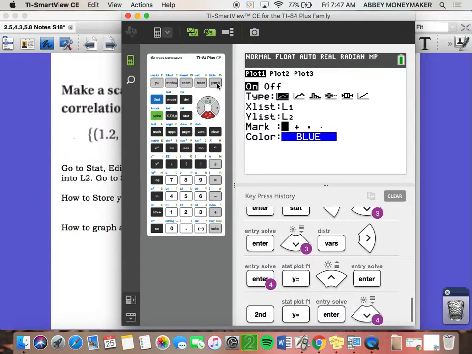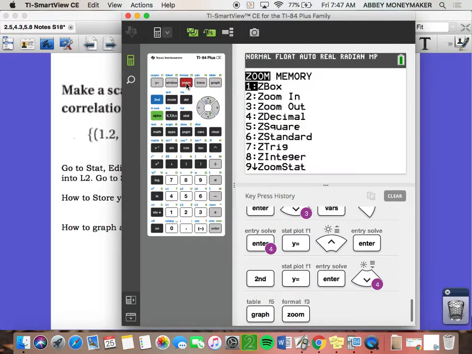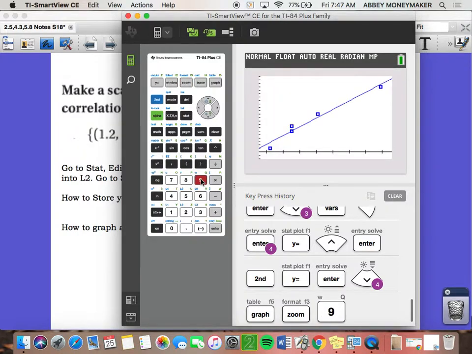Yep, that's good. So if we hit graph, you'll notice that you can see some of the points and some of that line. If you go to zoom stat, down at the bottom, it's number 9. That is fitting your data for the statistics that you entered in. So if you go to zoom 9, now you can see all of the points with your line, and it looks beautiful. So you can see how close all of those points are to fitting that line. That's why it's 0.98. If it was 1, every single point would be on that line.